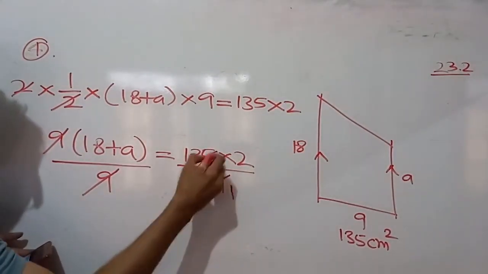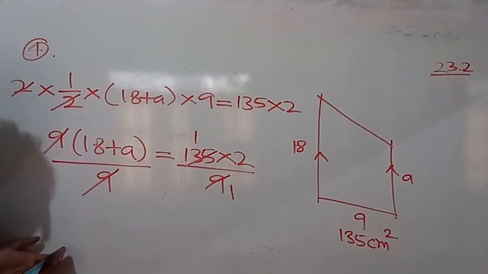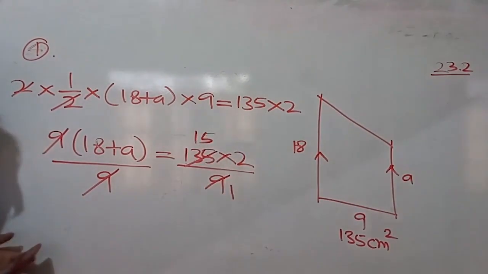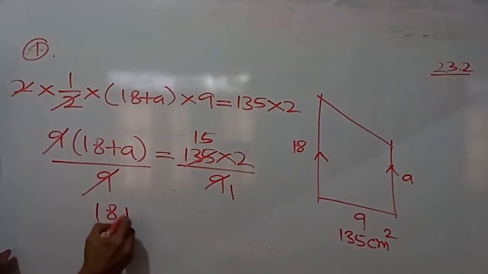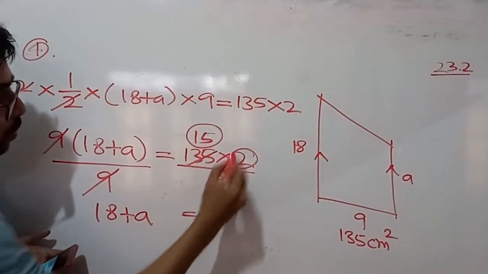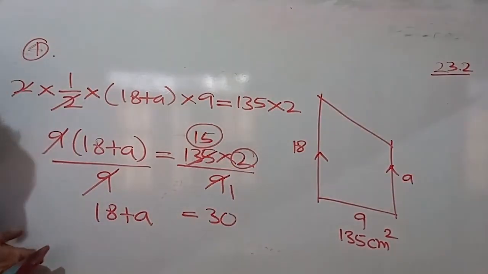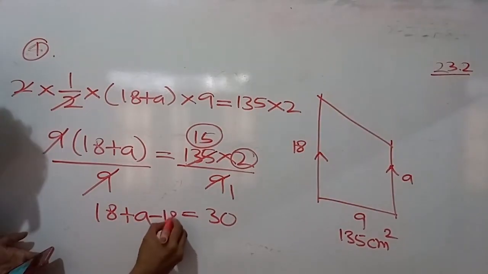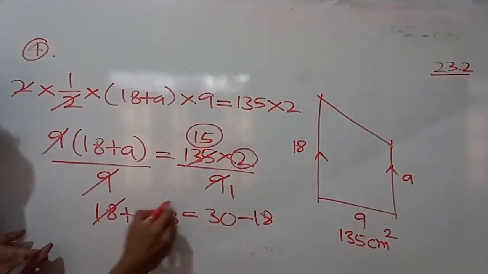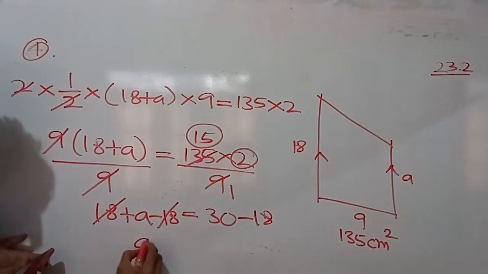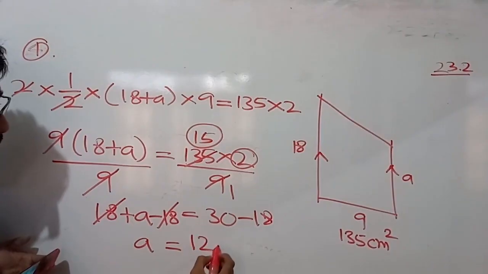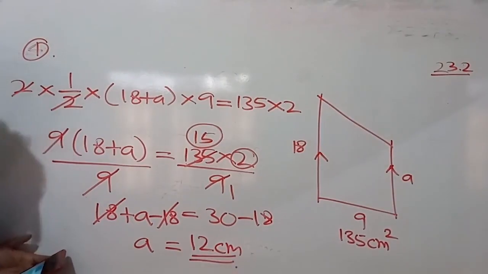So this is 9 times 1 and 9 times 1. Then I have 4, so 4 to 45, so 5. So 18 plus A is equal to 15 times 2, 30. Right? Then I will put a minus 18, do the same thing to the other side. So I can cancel out 18 on this side. So A will be what? 30 minus 18, so that is 12 centimeters.